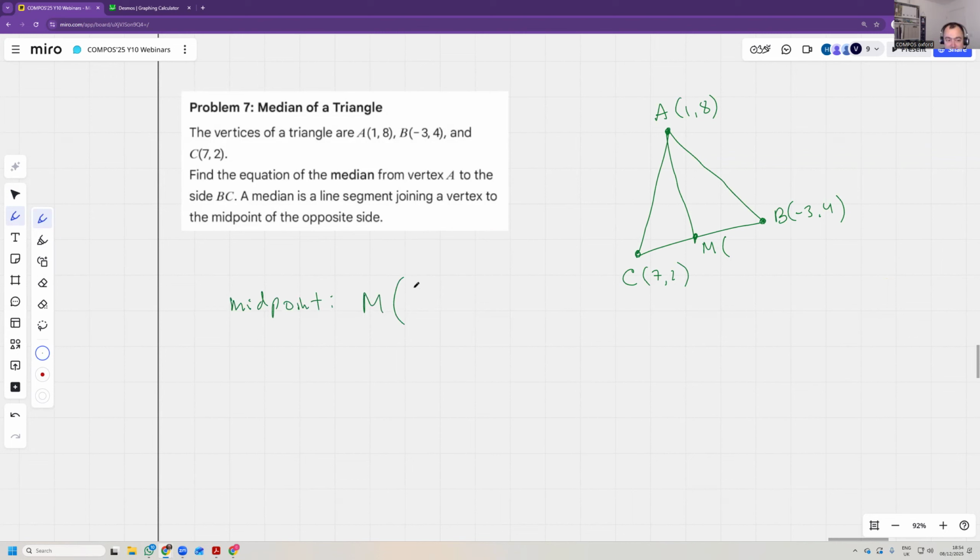Midpoint M is (x1 plus x2 divided by 2, y1 plus y2 divided by 2). So basically it's the arithmetic mean, the mean of the coordinates. So 7 minus 3 over 2, and 2 plus 4 over 2. So M is 4 over 2, that's 2, and 2 plus 4 is 6 over 2, that's 3. So it's (2, 3).